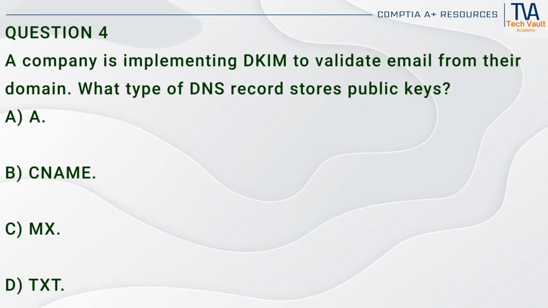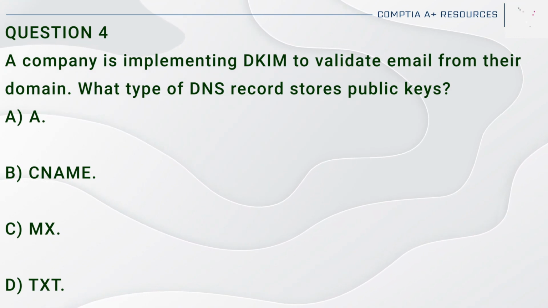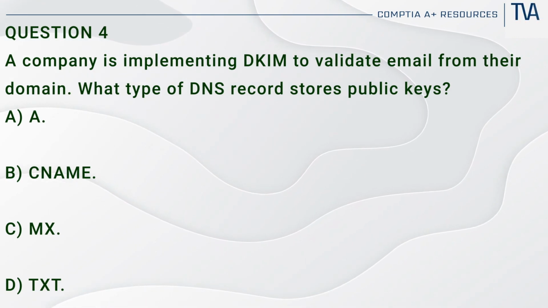Question 4. A company is implementing DKIM to validate email from their domain. What type of DNS record stores public keys? A, A. B, CNAME. C, MX. D, TXT.